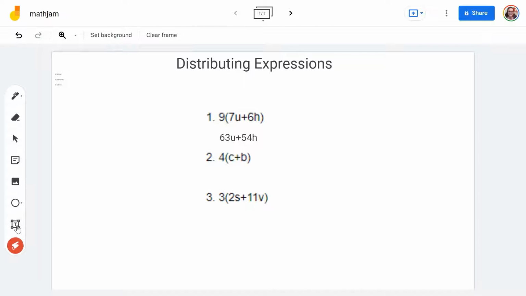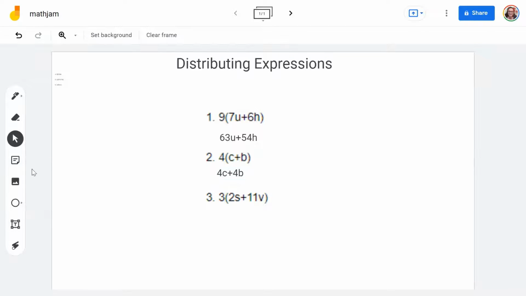All right, let's take a look at our next one. So our next one's a little different. We have 4 times (c plus b). So we don't have any numbers inside of the parentheses, but we can still use it. So here's how this would look. Remember, when we put a letter and a number next to each other, we don't need to indicate that we're multiplying them together. We already know to do that. So this one's real easy, so it'll look like this. 4 times c plus 4 times b.